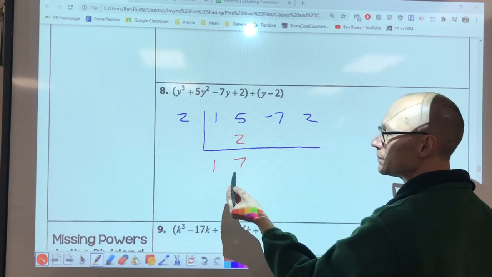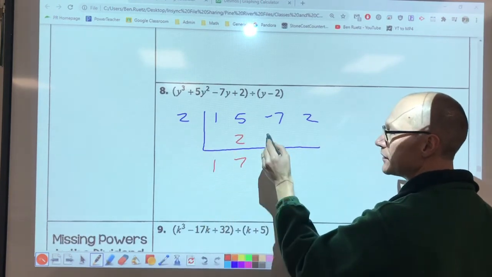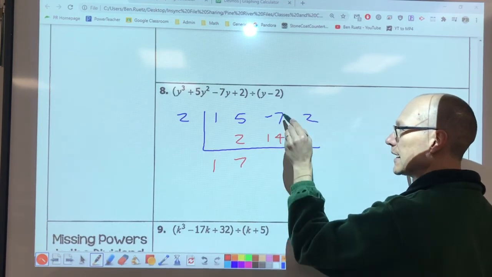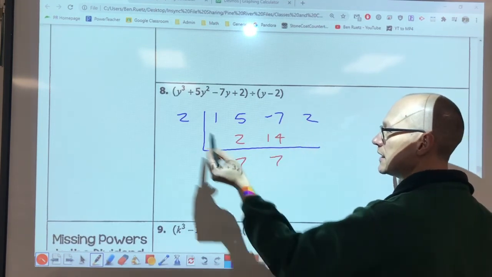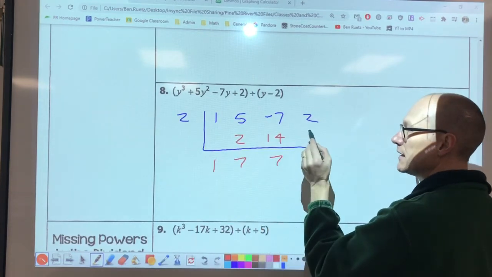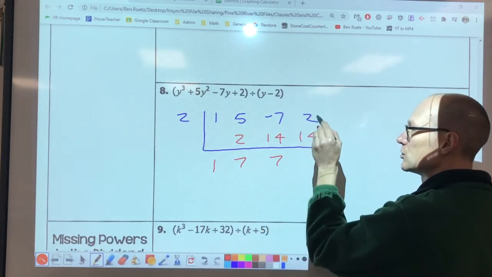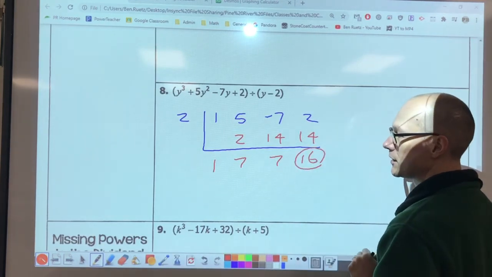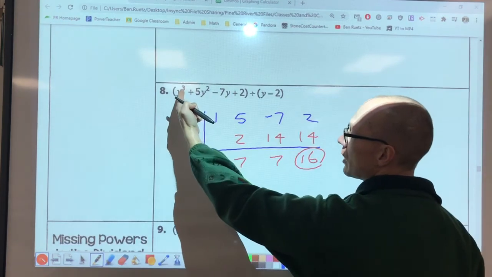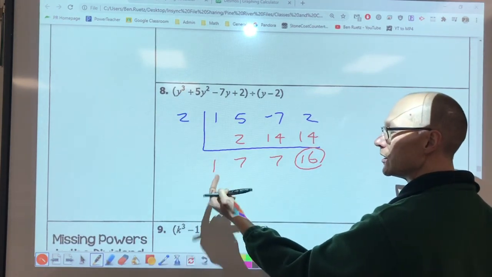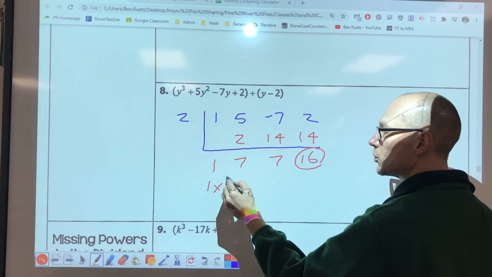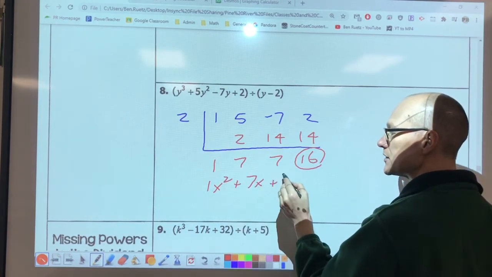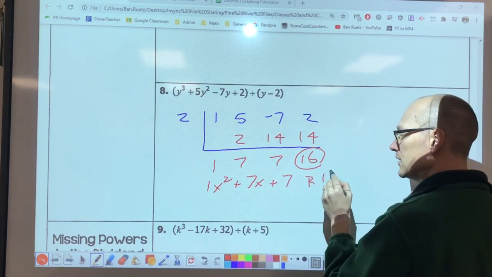And then I multiply diagonally. 2 times 7 is 14. Then I add vertically. -7 plus 14 is 7. Then I multiply diagonally. That gives me 14. 2 plus 14 is 16. And this is my remainder. And because it started off as a cube, this is a squared. 1x squared plus 7x plus 7 with a remainder of 16.